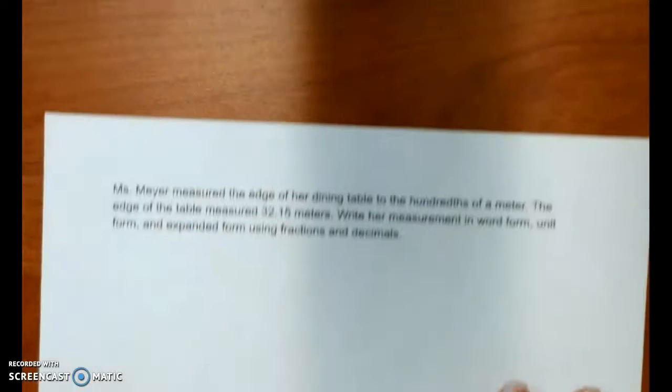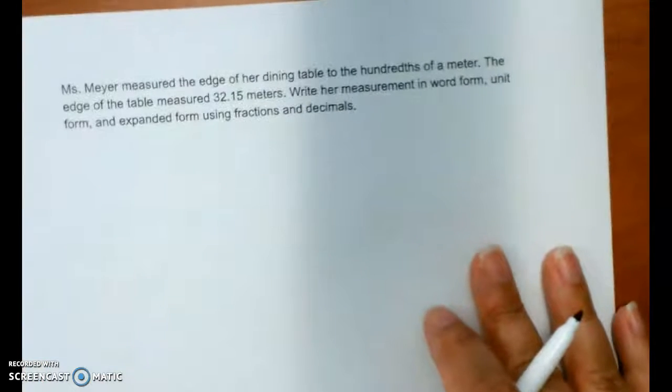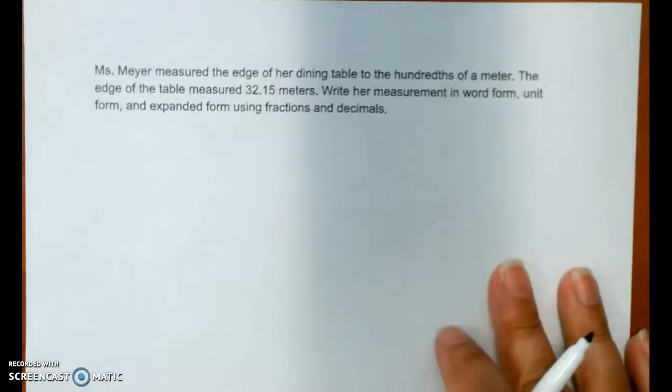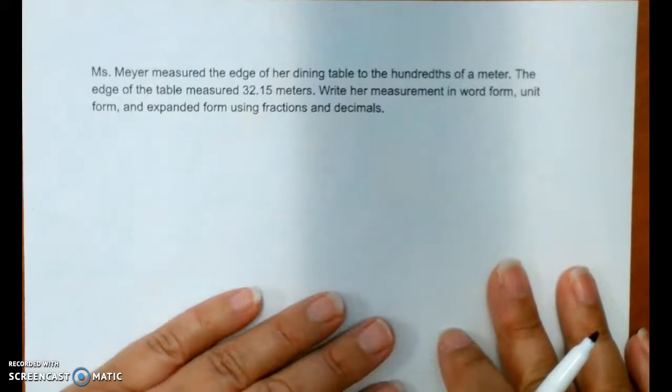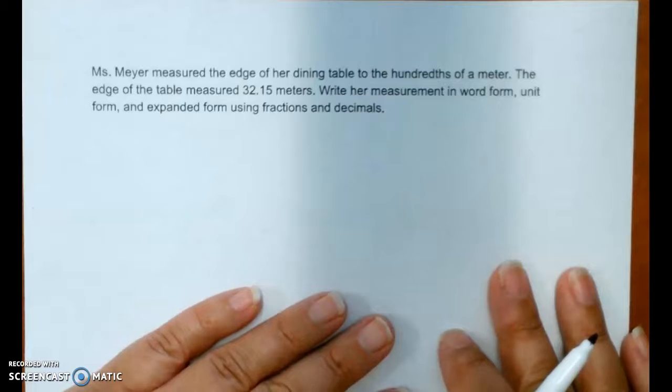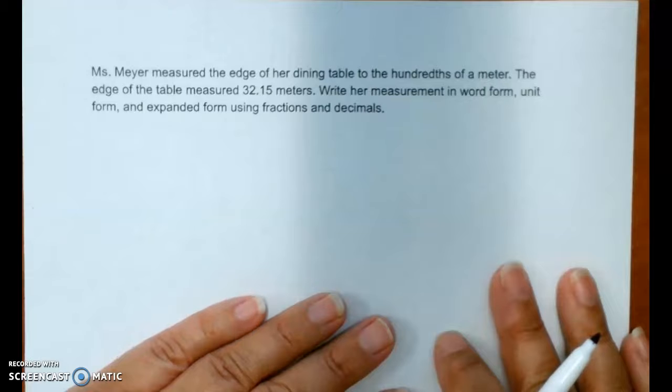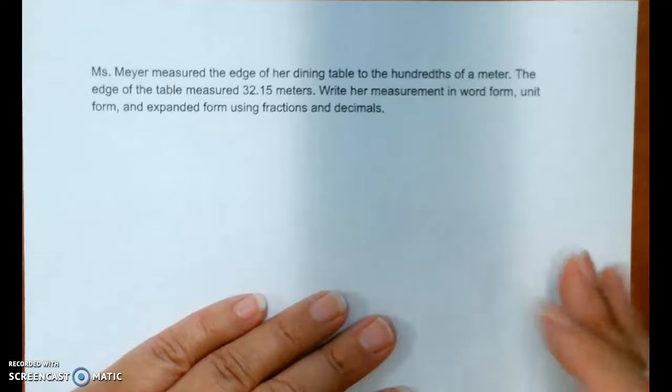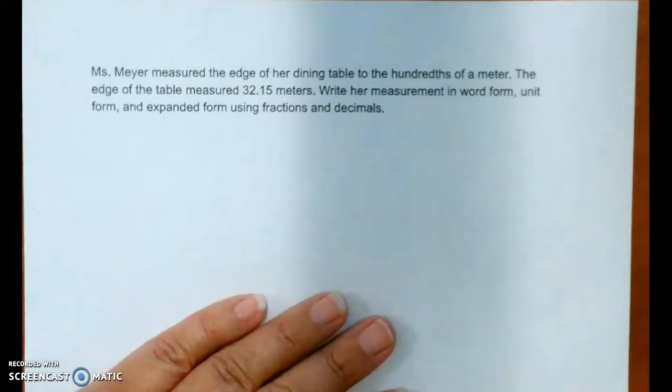The last thing we're going to do today is we're going to work on this application problem. We're going to take Miss Myers' table and we're going to write her measurements in word form, unit form, and expanded form using fractions and decimals. So, first thing we're going to do, word form. Miss Meyer measured the edge of her dining table to the hundredths of a meter. The edge of the table measured 32 and 15 hundredths meters. Write her measurement in word form, unit form, and expanded form using fractions and decimals.